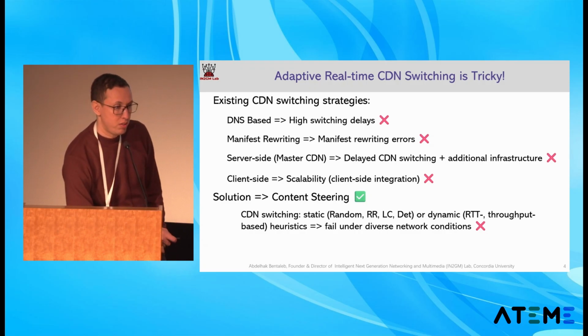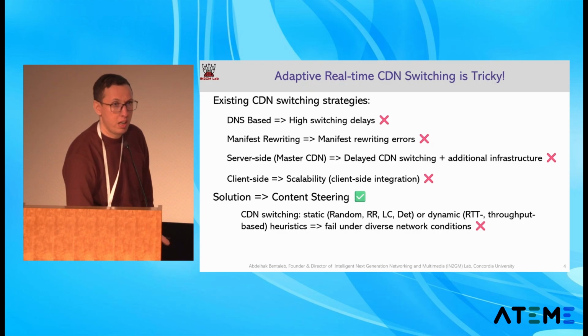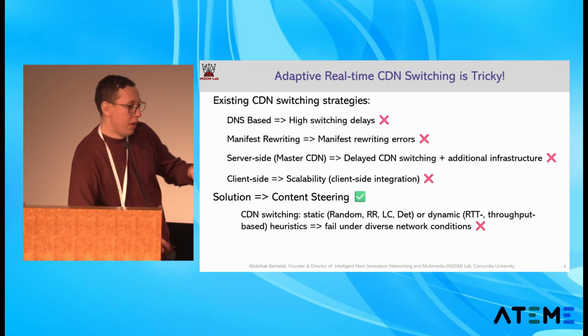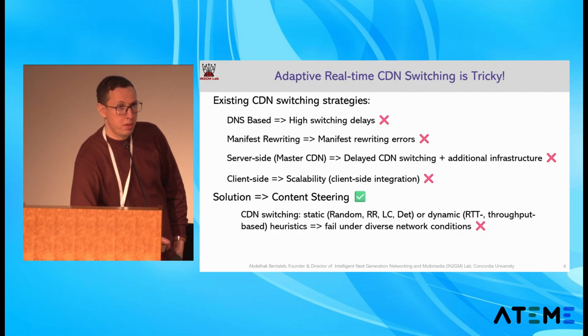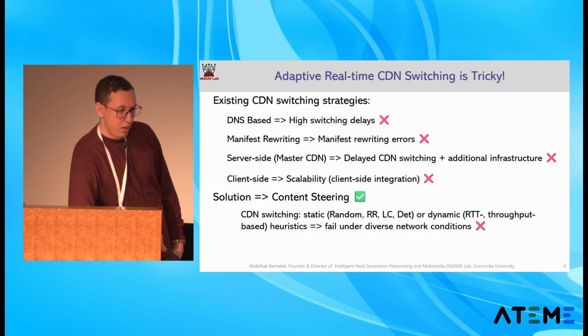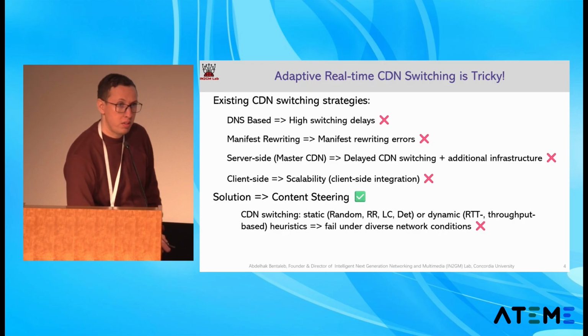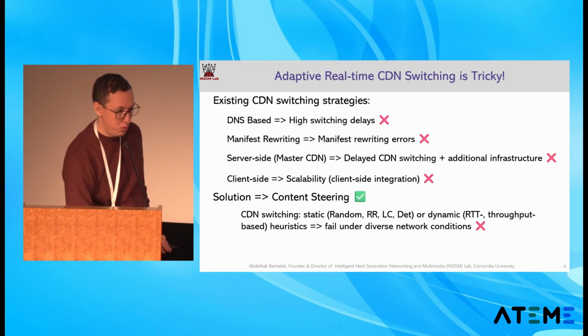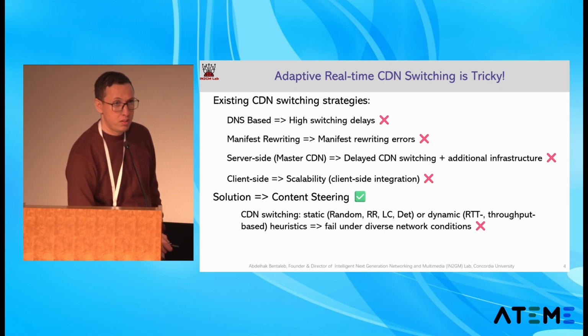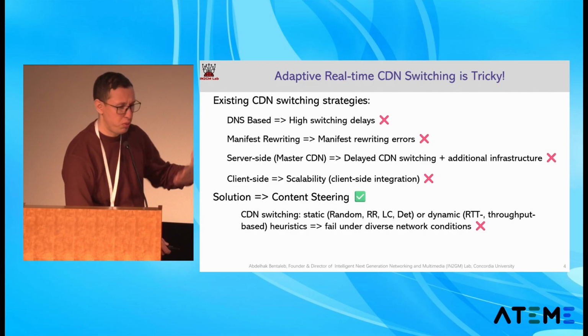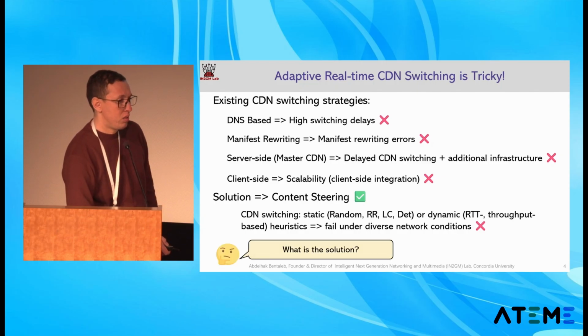If you look at content steering, we have multiple approaches to switch the CDNs. The first one is static, where you can use random, round robin, least connected, or deterministic, where you assign weights to forward the requests to the CDNs as per those weights. As well, we have dynamic heuristics based on RTT, where you can select the CDN with the lowest RTT or with the highest throughput, right? However, those dynamic heuristics might fail in diverse network conditions. You have 3G, 4G, you have satellite networks, right? So then, what's the solution?